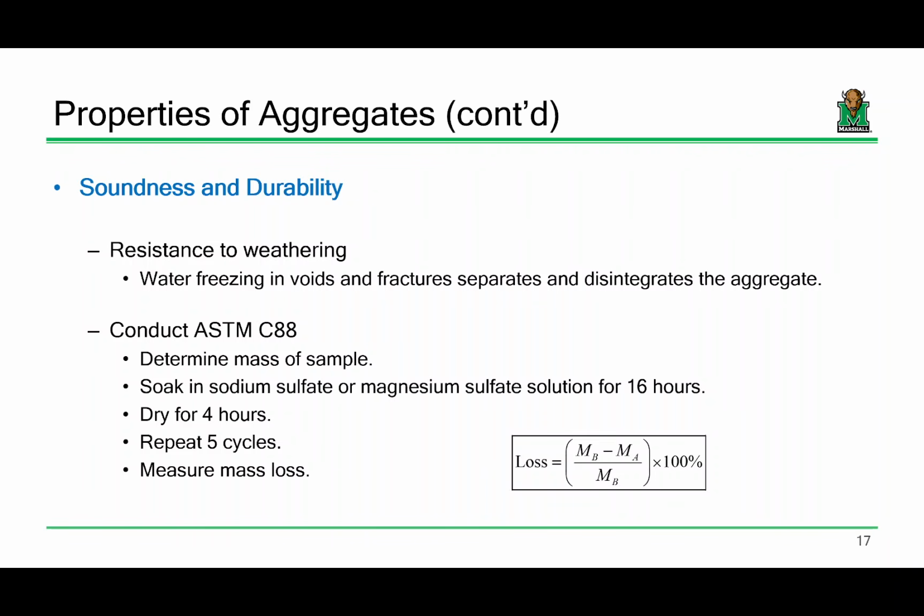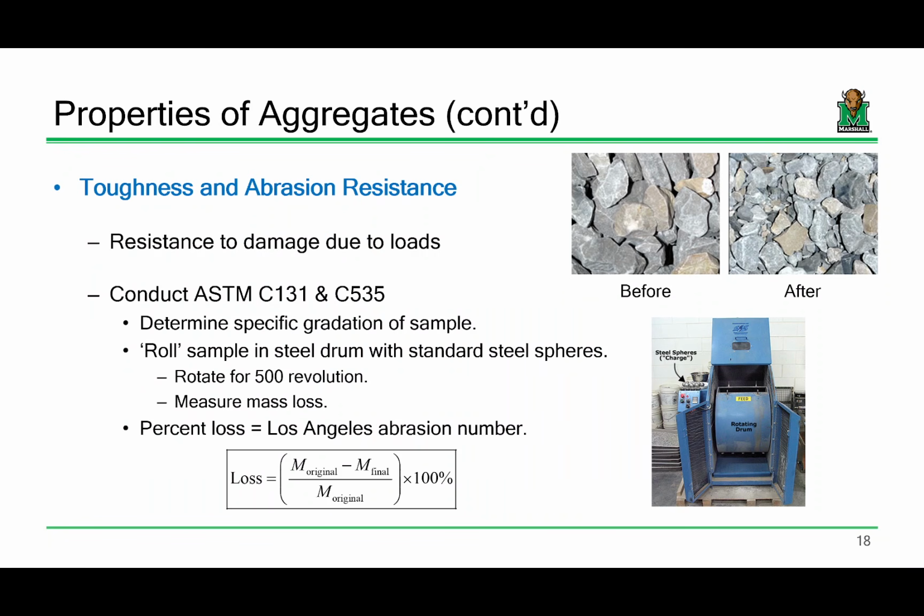So there is an experiment where you would take a sample, determine its mass, soak it in magnesium sulfate or sodium sulfate for 16 hours, and then dry it, and then soak it again, and dry it, and do it for a few cycles. Over time, the sodium sulfate or the magnesium sulfate is going to eat away at some of the aggregate, so you can do a percent loss before and after. Okay, we're not going to do that, but I did want to mention it as an experiment that might be done on a given project.